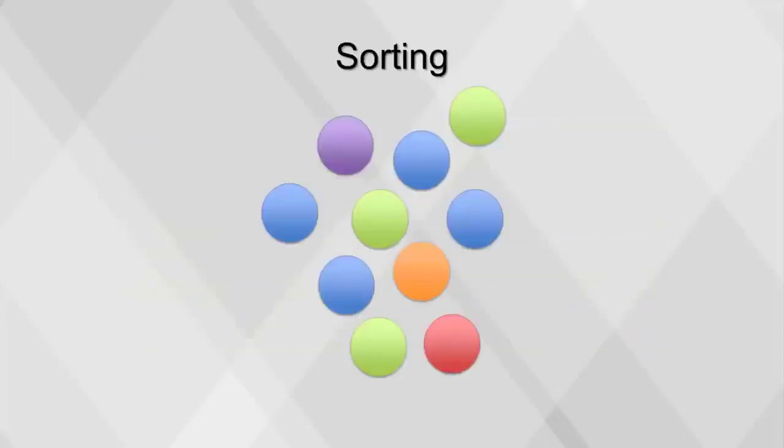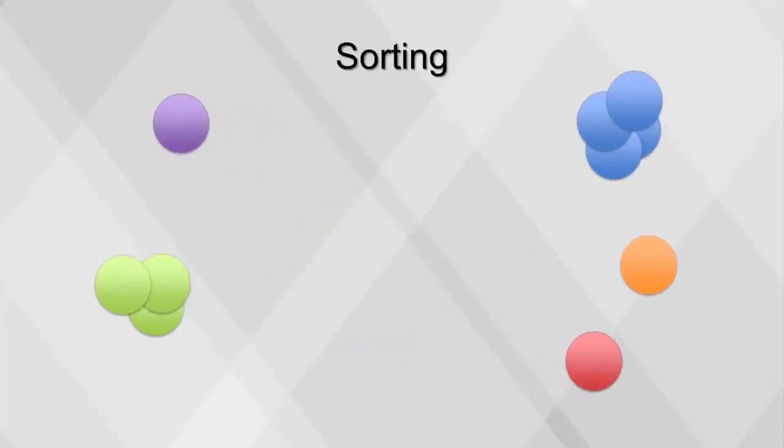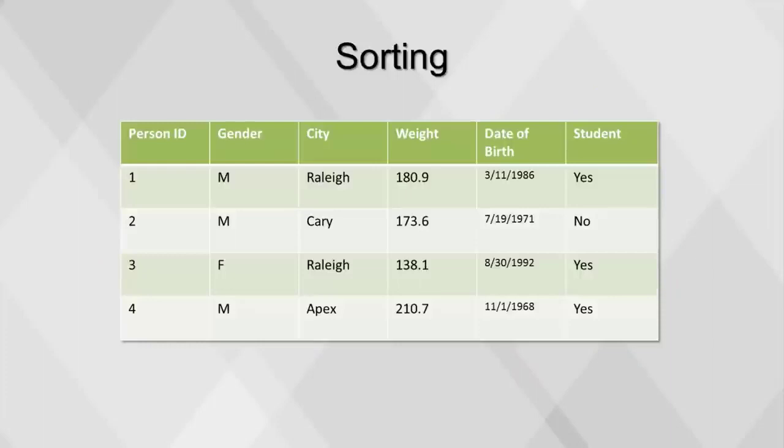The next step is sorting. When we sort, we rearrange a table by ordering the rows according to the values of one or more fields, in either ascending or descending order. Here's our original dataset. It's sorted by date of birth in ascending order. Here we've sorted by city in ascending order and then by weight in descending order. This concludes our video on selecting, filtering, and sorting.